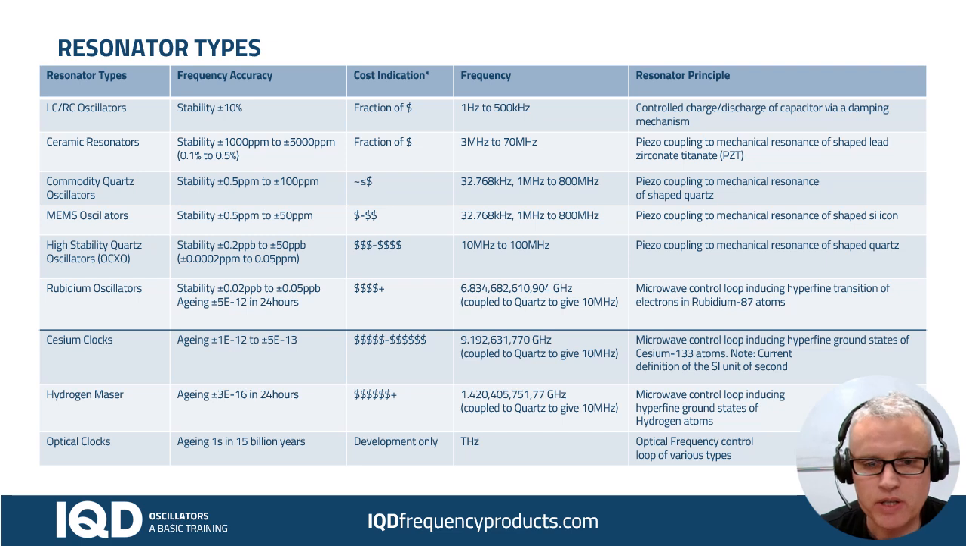And finally, for this slide, the optical clocks. Optical clocks are clocks where the internal frequency is running at terahertz, so that's up close to the visible light frequencies, hence the name optical clocks. The aging on these things is equivalent to sort of 1 second in 15 billion years. I want to say that they are in development only.